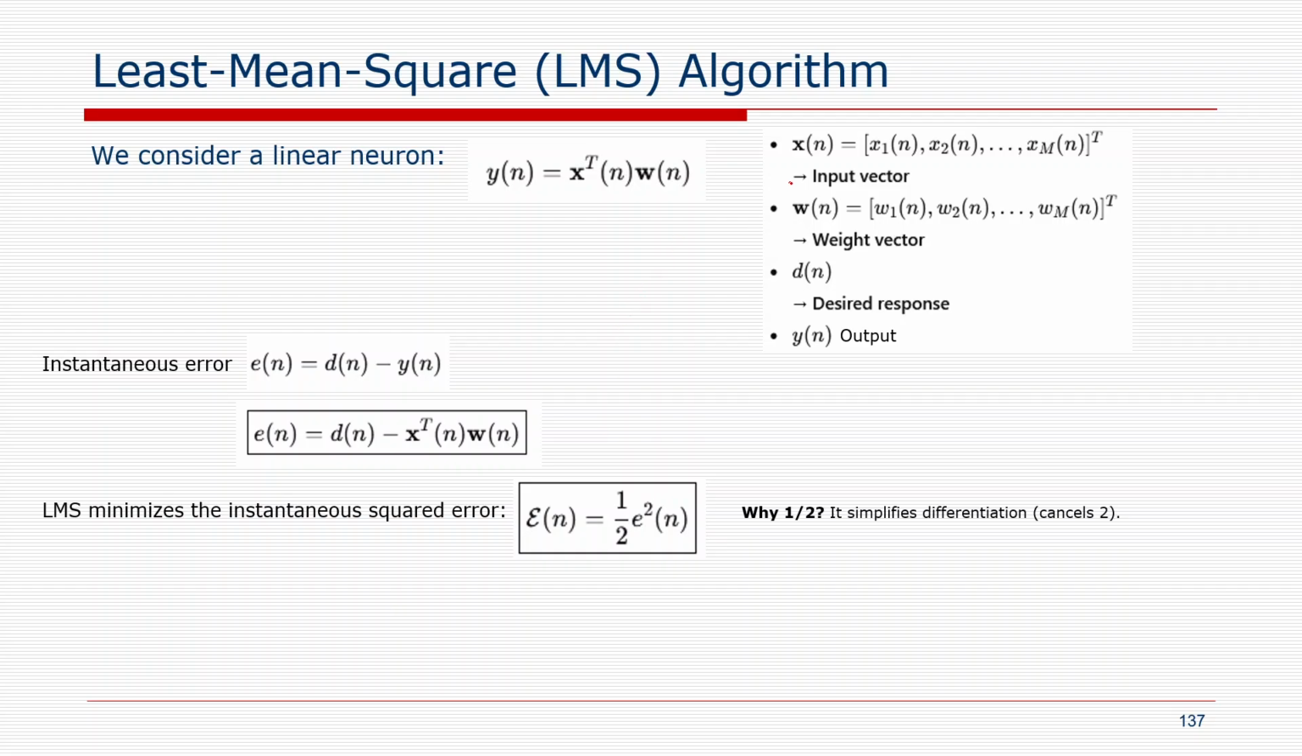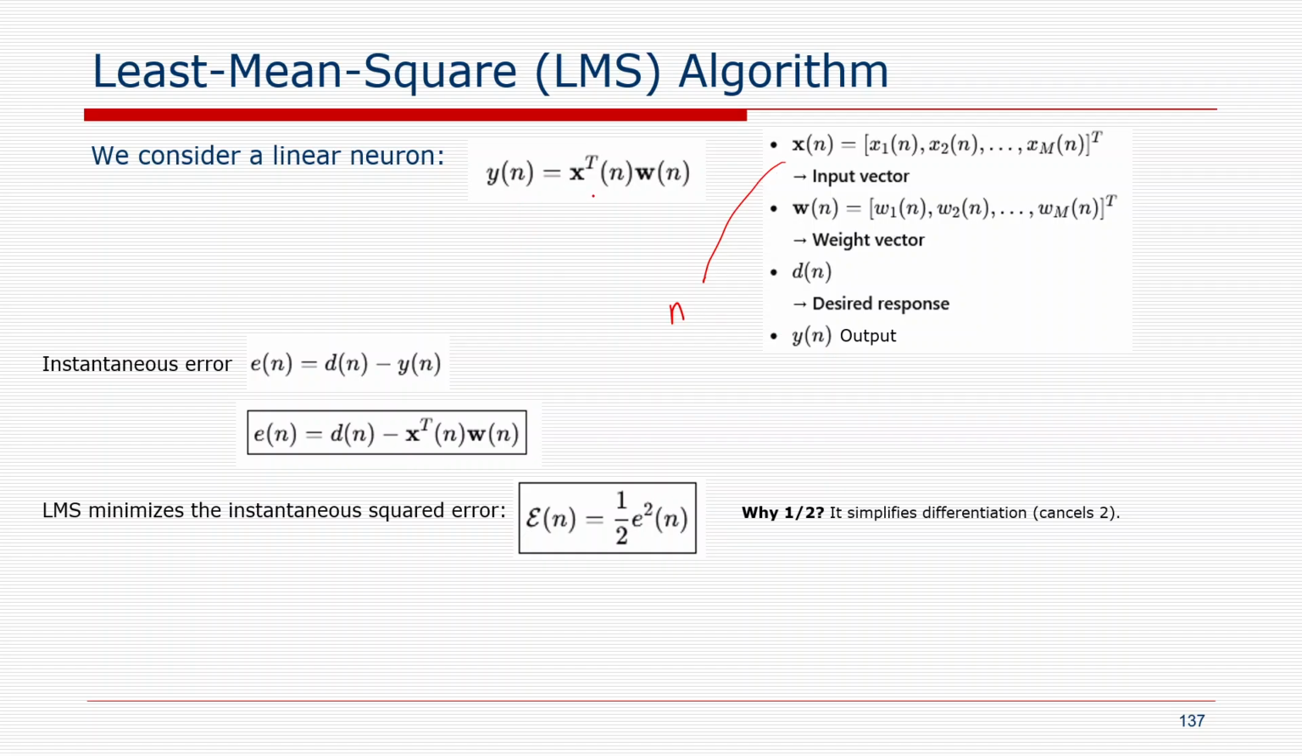Now for this Adaline, we'll consider the input as x of n. Here n stands for the timestamp, or the nth iteration. At the nth iteration, what is the input? It is an input vector comprising the inputs x1, x2 up to xm. Similarly, the weight vector w1, w2 up to wm, the desired output for that particular input feature vector, and then the output that we are going to predict, y of n.